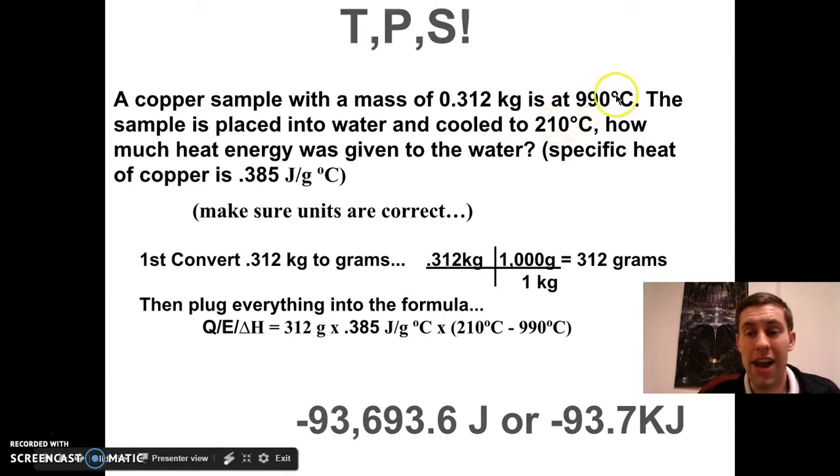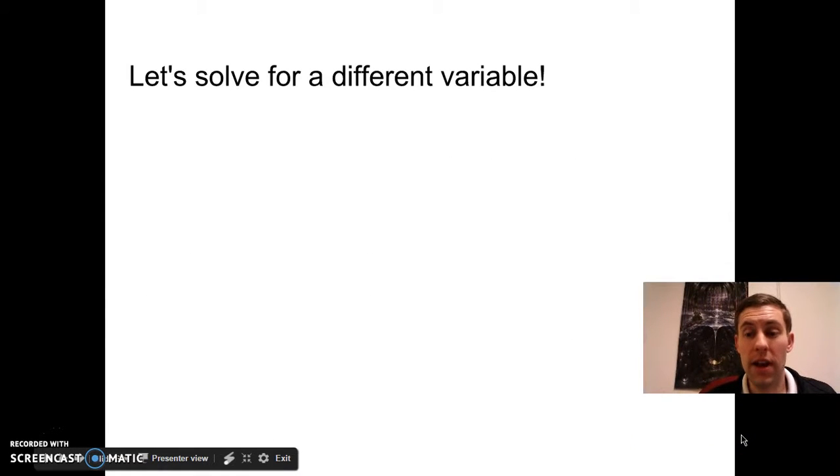It went from 990 degrees Celsius to 210 degrees Celsius. That ought to be getting colder or losing energy, losing heat. That one should make sense, hopefully. Let's solve for something else.